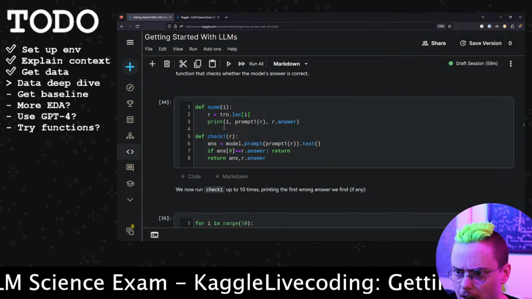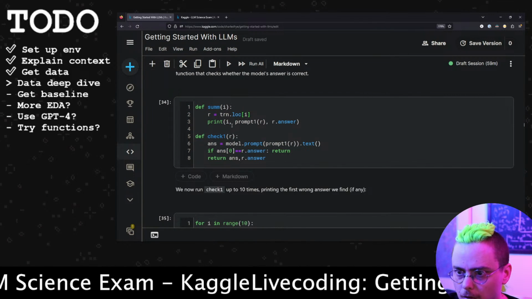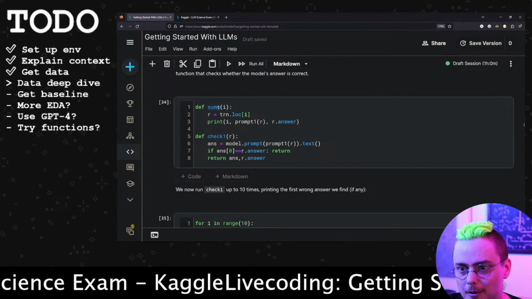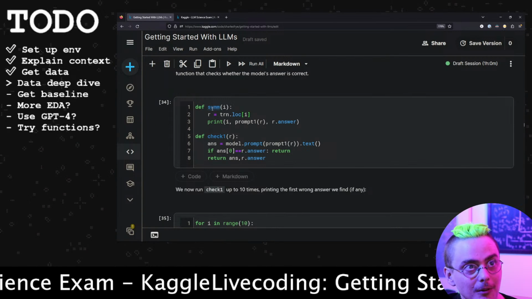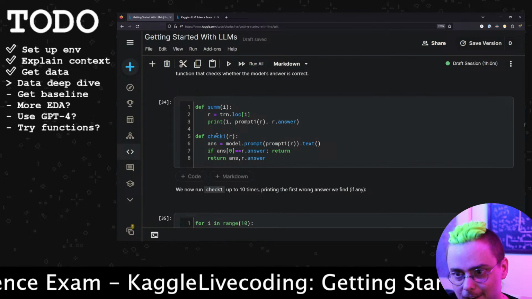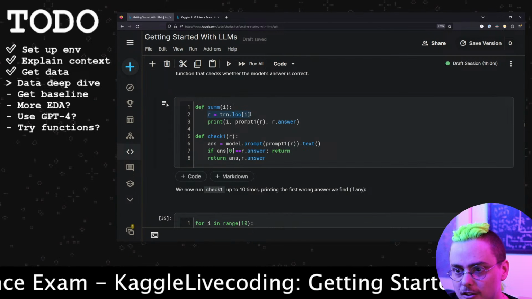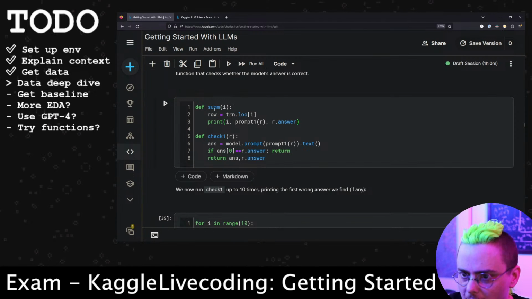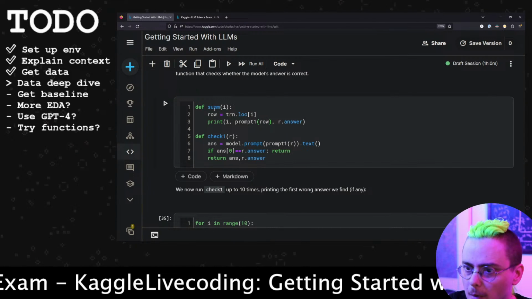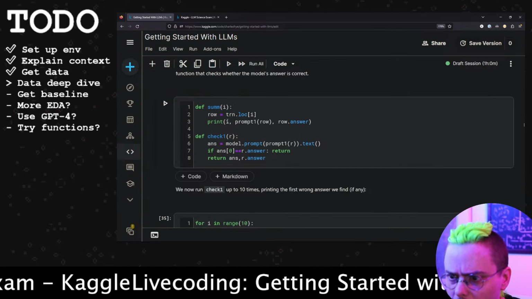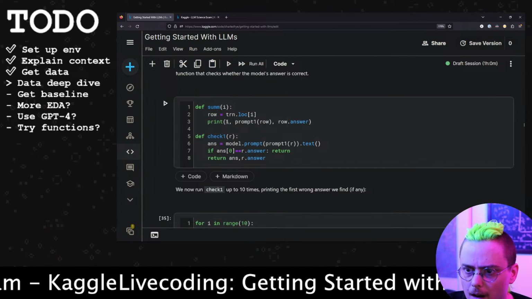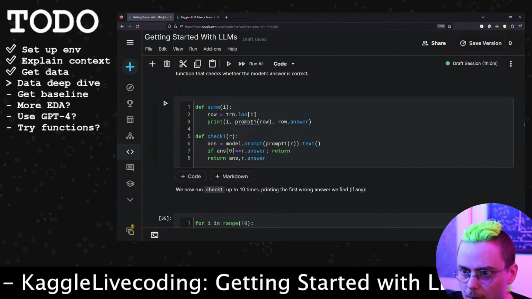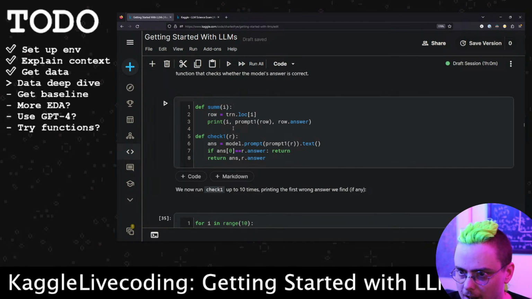Let's check the code again. I was looking at the output of this SUMM function. I thought it was a sum function giving you the total wrong, but it's actually just saying which instance was wrong. So we grab a row out here. I'm going to change the name of that R to row so that I can remember what it is. So we have a row, we have the response of the model, and the model's answer.